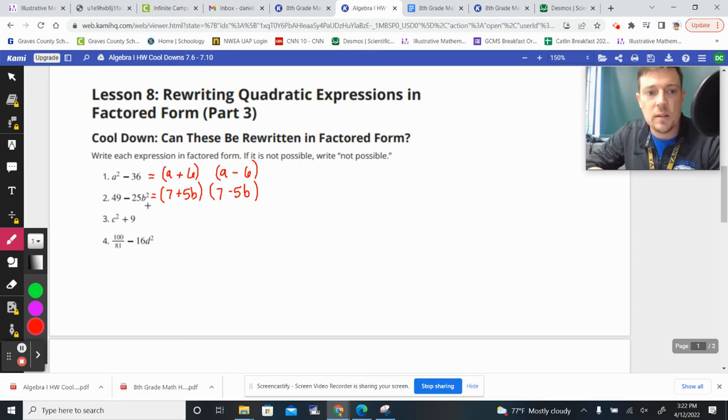5b times 5b is 25b squared. 7 times 7 is 49. Now, I mentioned earlier when I was talking about this that this third one doesn't really fit this mold, okay? And I want to go into a little bit more explanation of why it doesn't work.